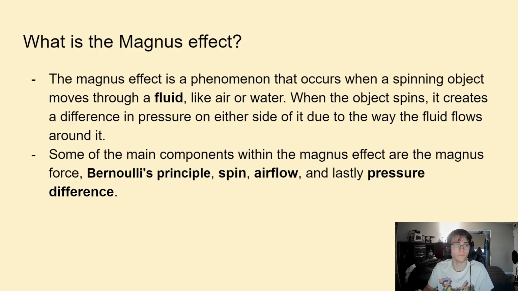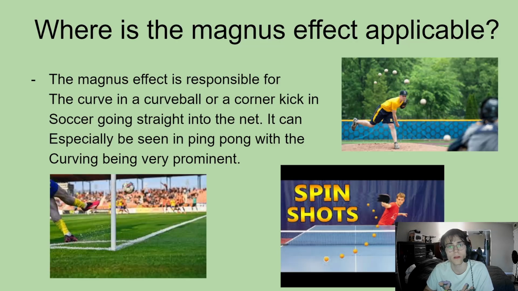And here we go. So, what is the Magnus Effect? The Magnus Effect is a phenomenon that occurs when a spinning object moves through a fluid, like air or water. When the object spins, it creates a difference in pressure on either side of it due to the way the fluid flows around it. Some of the main components that we'll be talking about are Bernoulli's principle, spin, airflow, and pressure differences.